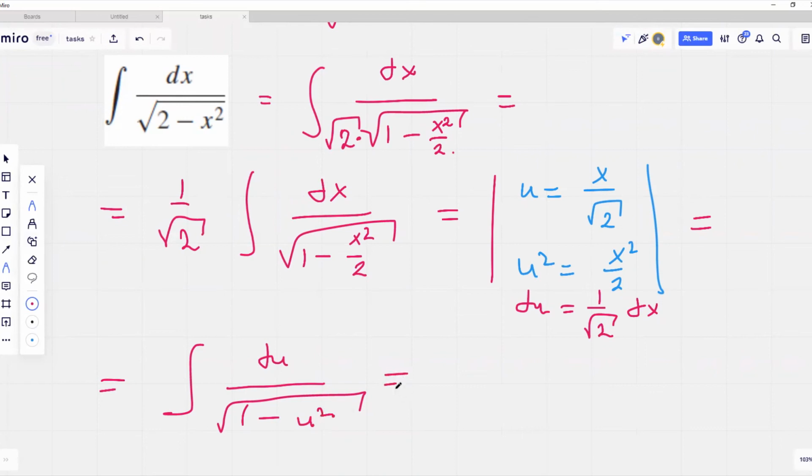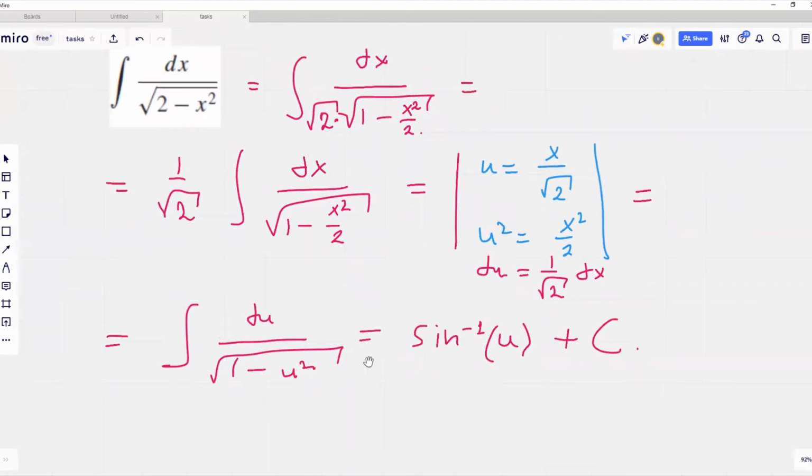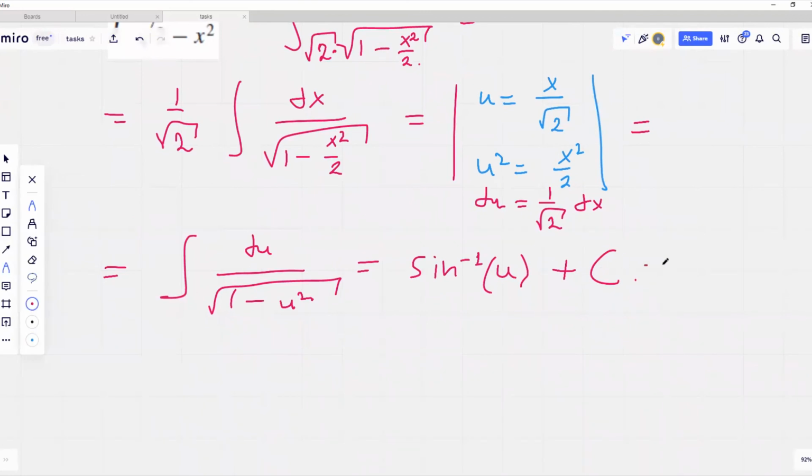All right, perfect. Now this here is an integral that gives arcsine of u plus a constant of integration. And substituting our u back, we'll get arcsine of x over the square root of 2 plus a constant.